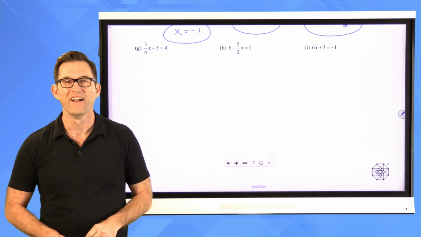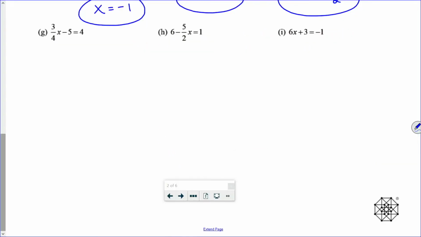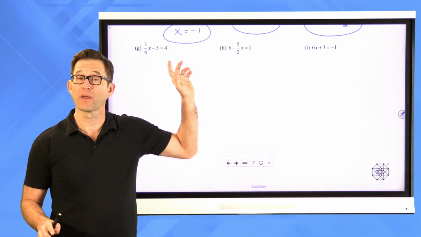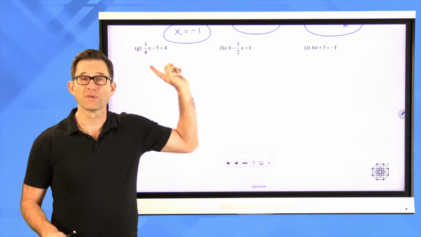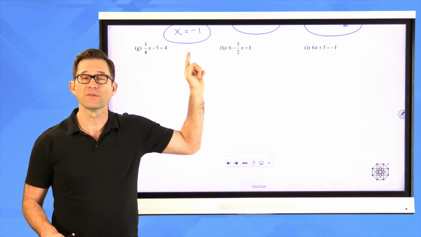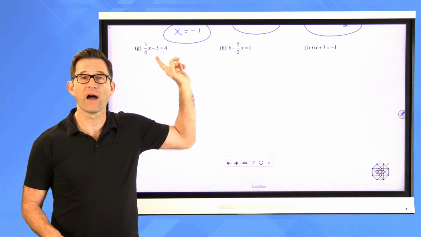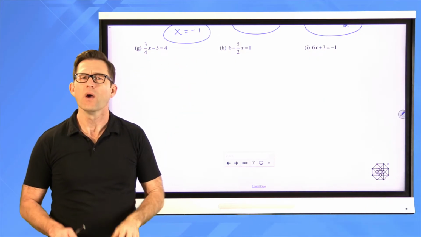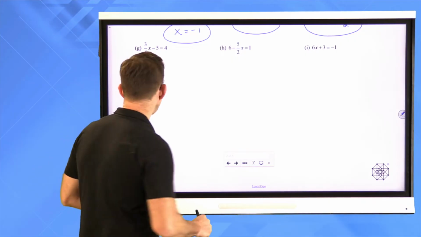All right, let's take a look at letter G together. We've got 3/4 times x minus 5 is equal to 4. Now, if I'm just doing this by the book, I'm looking at this and thinking, well, I multiplied by 3/4, I subtracted 5, and I got 4. So when I undo it, I'll add 5, divide by 3/4, and I'll get my final answer. Well, let's at least start down that path, okay?